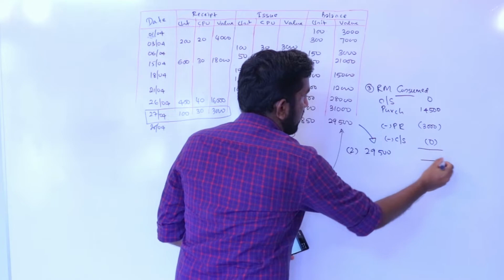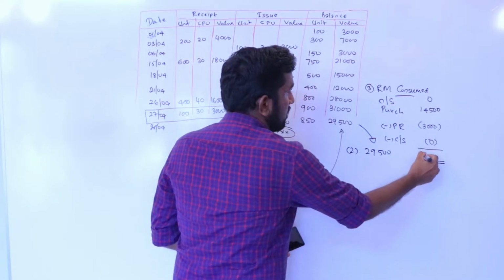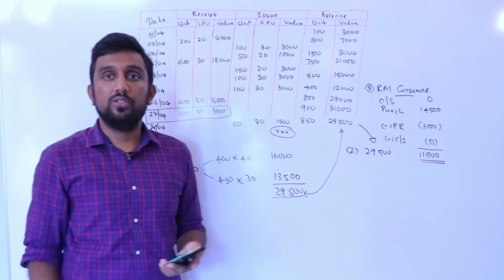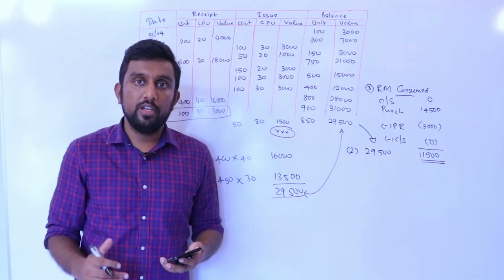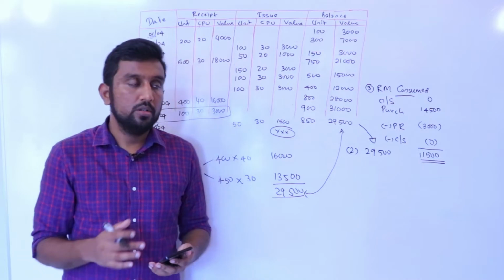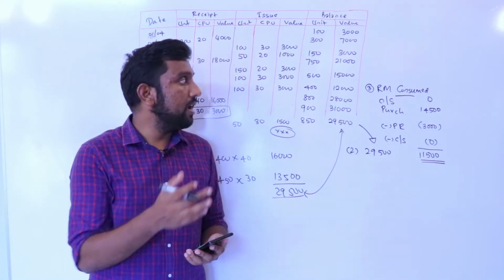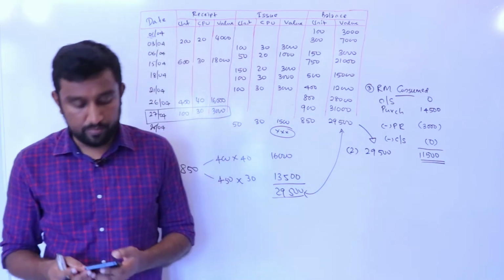So my raw material consumed is how much? 11,500. So that is the answer for the third question. This is very important: raw material consumption from the store ledger, and the way we are finding the raw material consumed is important.